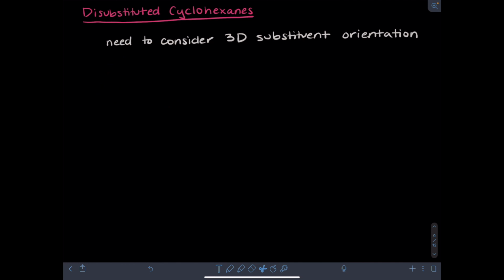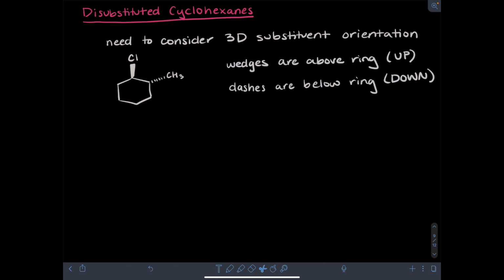When we're talking about disubstituted cyclohexanes, in order to draw chair conformations, we're going to need to consider the three-dimensional substituent orientation. Here's an example molecule where I have a 1-2 relationship of substituents. I have a wedged chlorine and a dashed methyl group. You can think about wedges as pointing above the ring in an up orientation, and dashes as being below the ring in a down orientation. The chlorine wedge points up, while the methyl group points down.